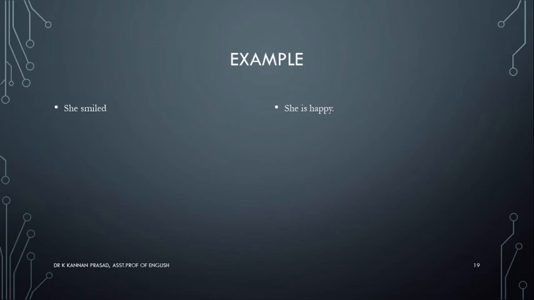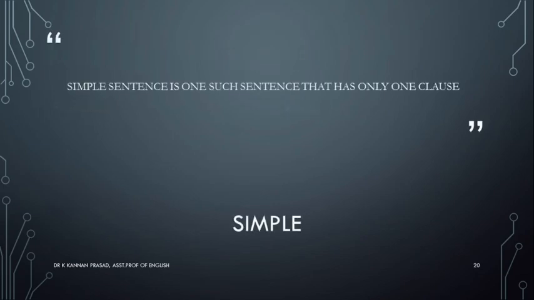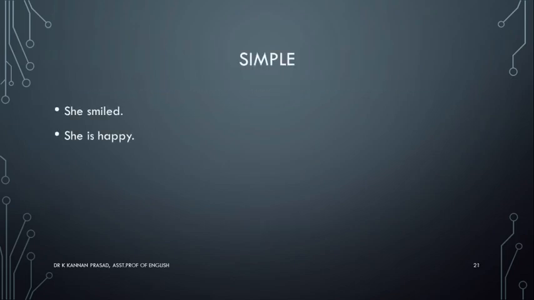Clause number 1, she smiled. Clause number 2, she is happy. Both these clauses are sentences too. By our own definition of simple sentence, a sentence that has only one clause is a simple sentence. So, she smiled is a simple sentence. She is happy is also a simple sentence.